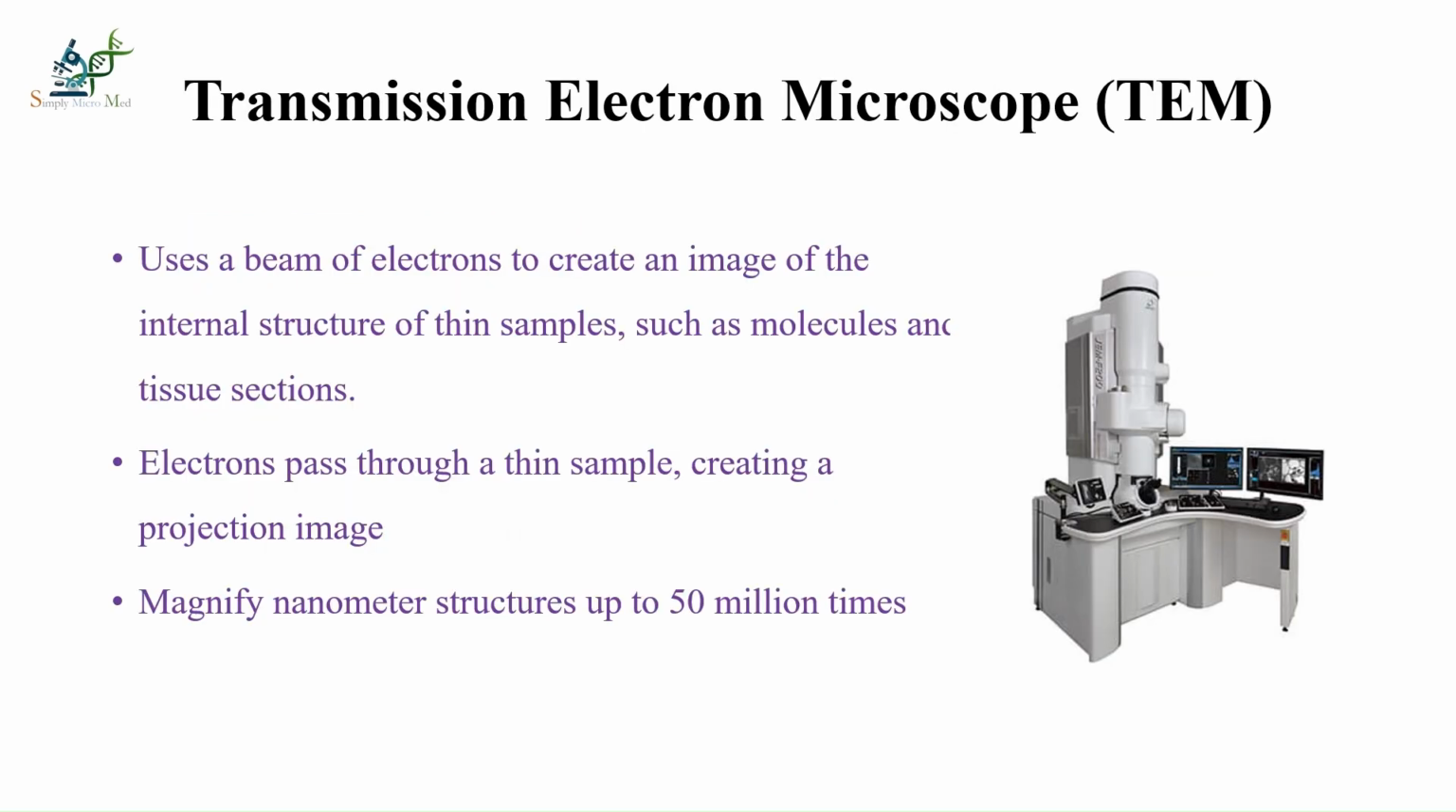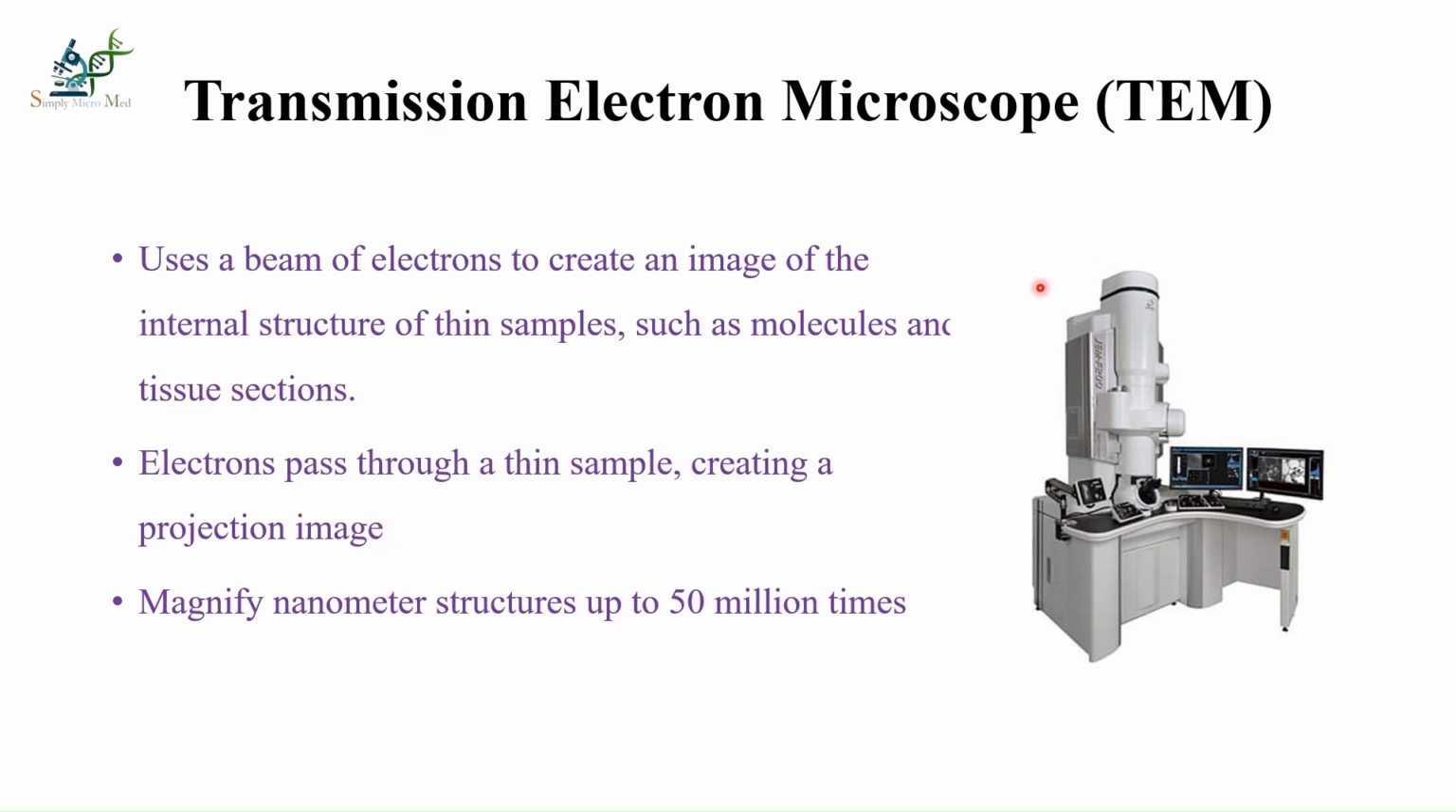Transmission electron microscope, it is also called TEM. The transmission electron microscope uses a beam of electrons to create an image of the internal structure of a thin sample, such as molecules and tissue sections. That means here we will observe the internal structure of thin samples of molecules and tissue sections. The electron beam will pass through the thin sample and create a projection of the image in the computer.